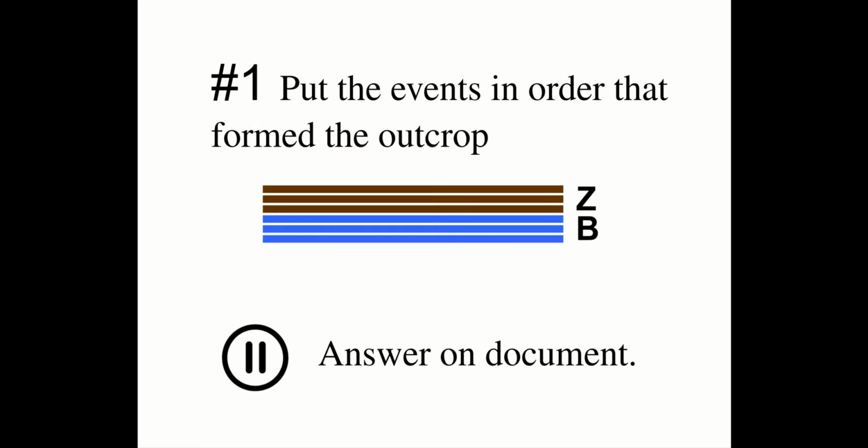So here is the first puzzle that we have here, and you see rock layers Z and B, and put the events in order. It's just going to be the letters that form that outcrop. Go ahead and pause the video and write them on the document.